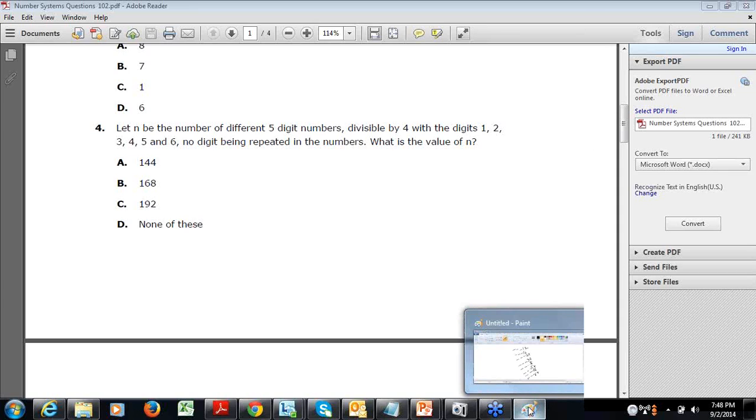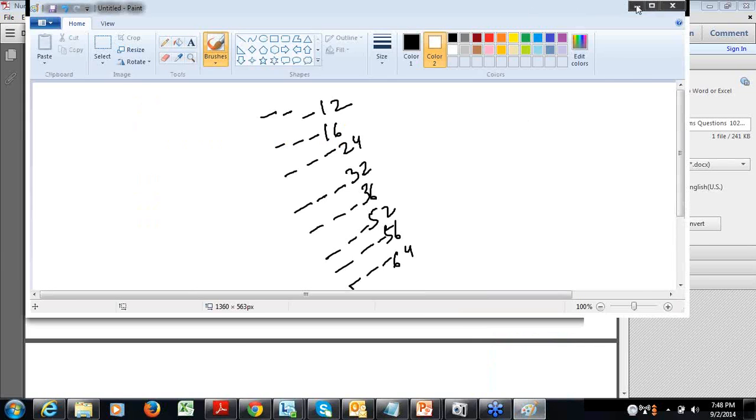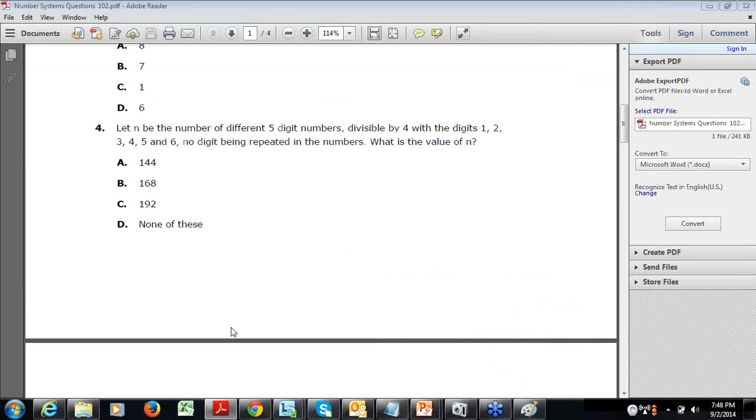Okay guys, let me solve question number 4. Let n be a different 5-digit number divisible by 4 with the digits 1, 2, 3, 4, 5, 6, no digit being repeated in the numbers. So what it is asking is the number of different 5-digit numbers.